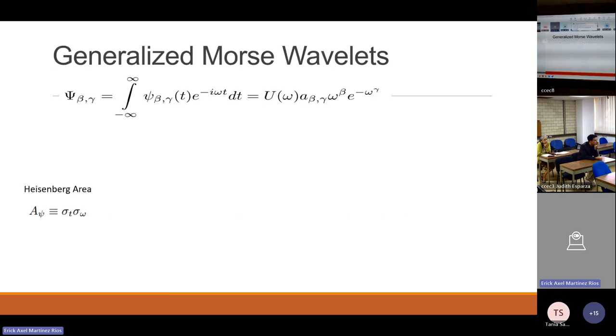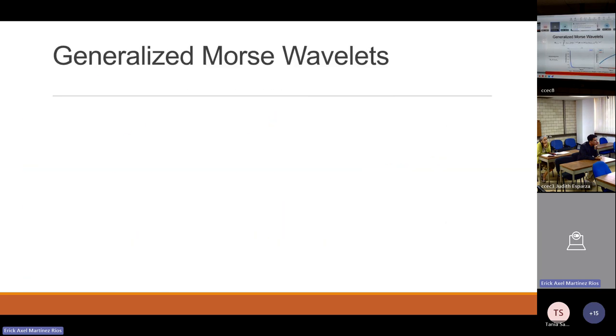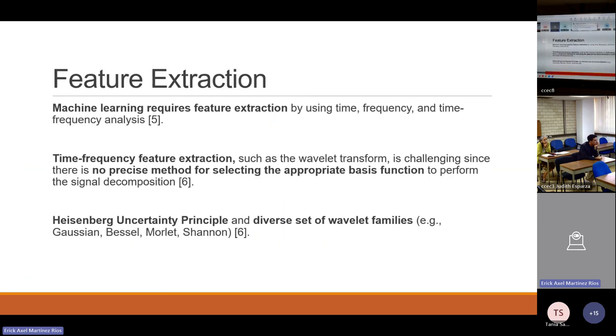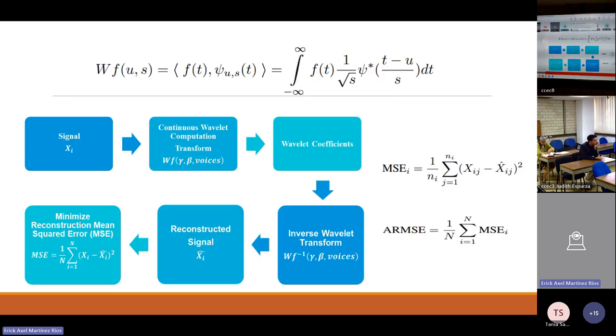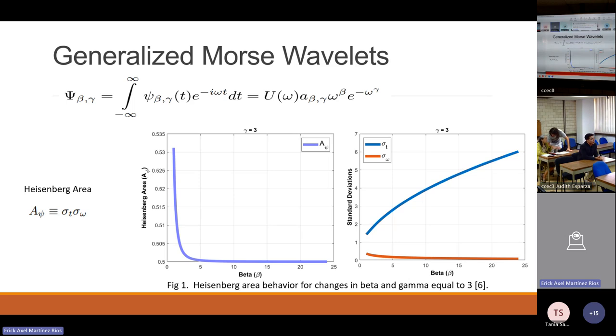Another problem we have found when using the wavelet transform is that in some cases the selection of the wavelet is carried out arbitrarily. There is no justification of why they chose a wavelet and how it was parametrized. That's why we want to fill this gap: you can select this wavelet family, you have two parameters that control the form of the wavelet, and you can select these parameters using the Heisenberg area, which is a metric we can compute, and also the reconstruction error. That's the main point, of filling this gap of how to appropriately select the wavelet function and perform the signal decomposition.